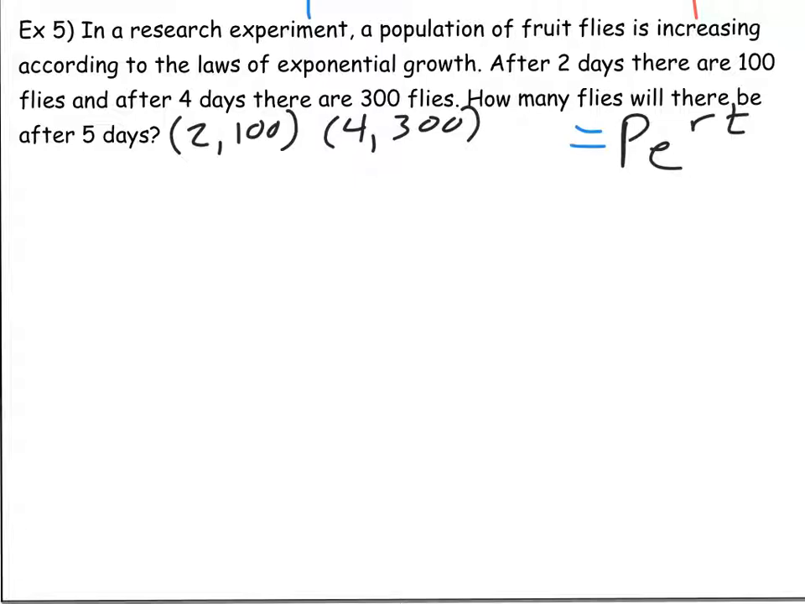I'm going to say that equals A. Alright, right away, I'm plugging in 300 into my equation. P would be like the amount of fruit flies that there were to start. How many at 0 days? Okay, that's what we're going to call P. We don't know what P is. To the E, we don't know the rate, but we know we're at 300 when T is 4.